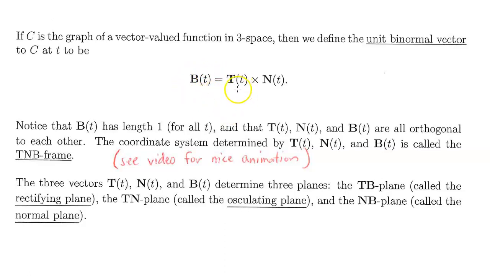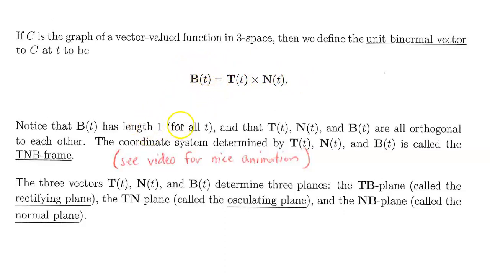Well, remember that the length of the cross product will be the area of the parallelogram determined by these 2 vectors. But these 2 vectors both have a length of 1, and the parallelogram determined by those 2 vectors is really just a square, right? It's a 1 by 1 square. So the area of that square would just be 1 times 1, which is 1. So that's the norm of B of t.